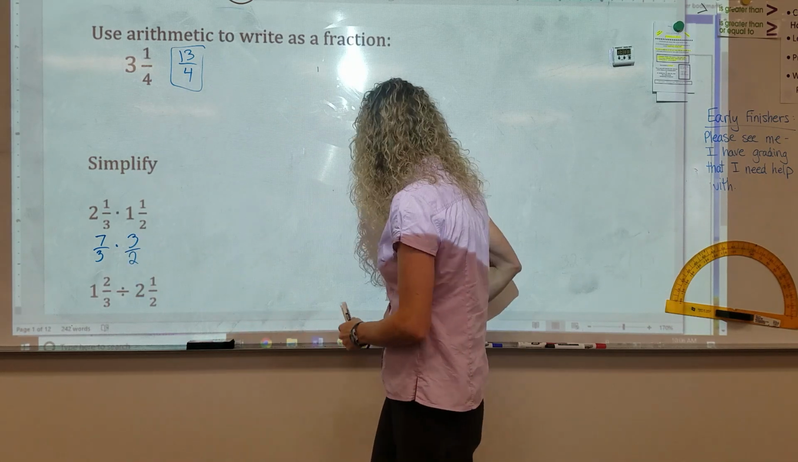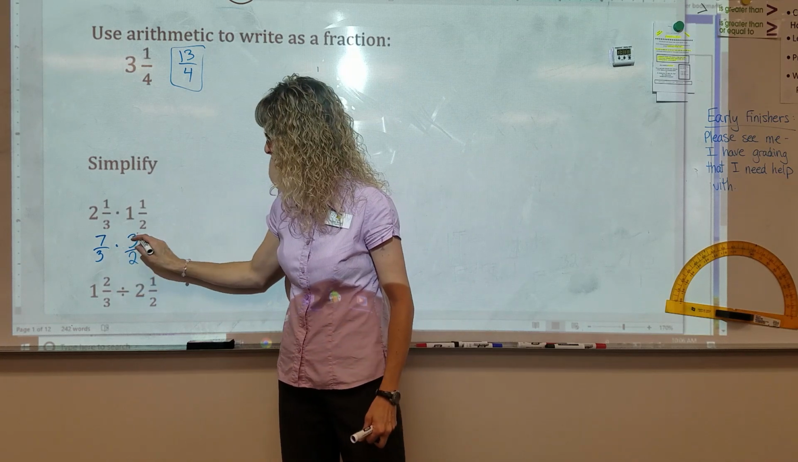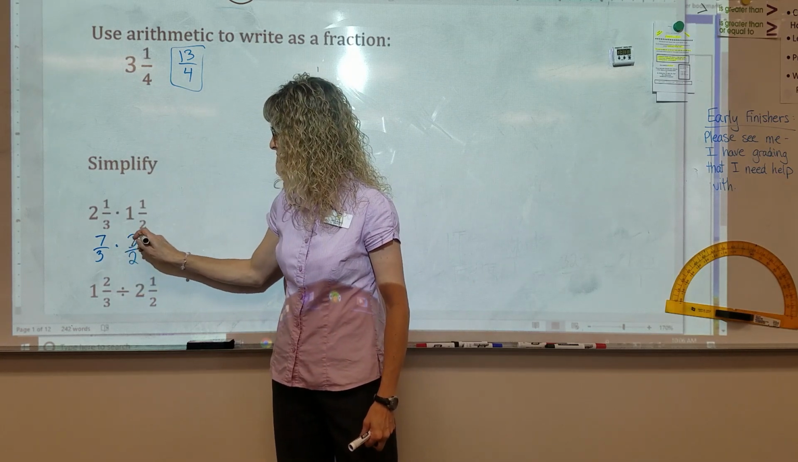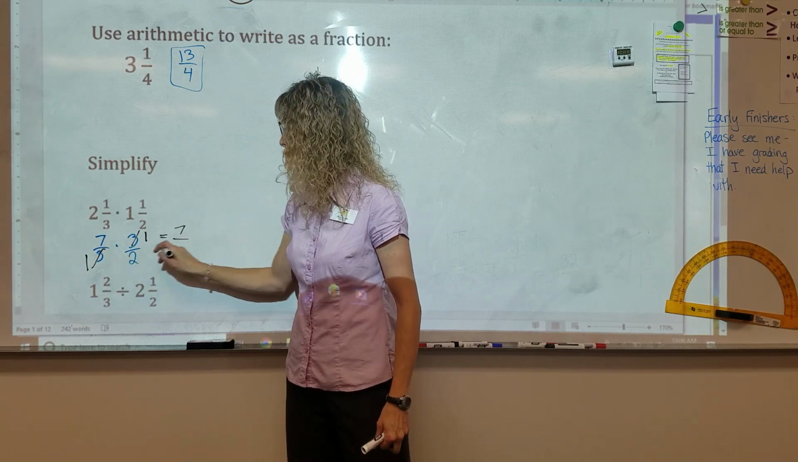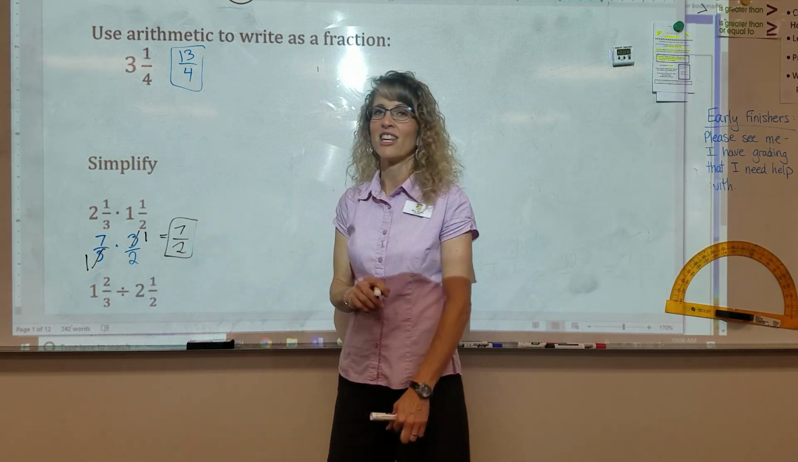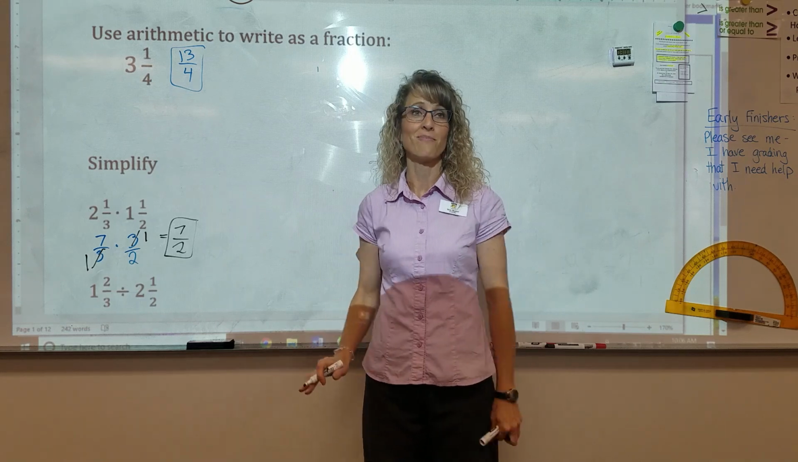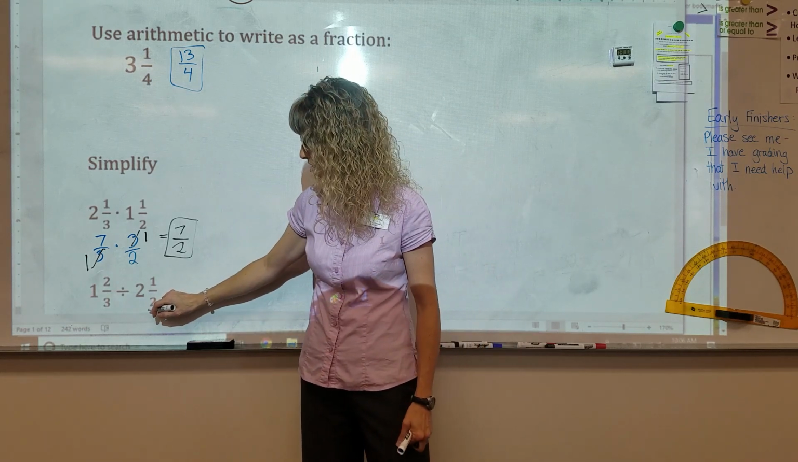Hey, we're ready to multiply, but I see a simplification. We have the same number on top. 3 goes into itself once, 3 goes into itself once. 7 times 1 is 7, 1 times 2 is 2, and we can leave it as an improper. 7 halves is totally okay. All right, next one, 1 2/3 divided by 2 1/2.